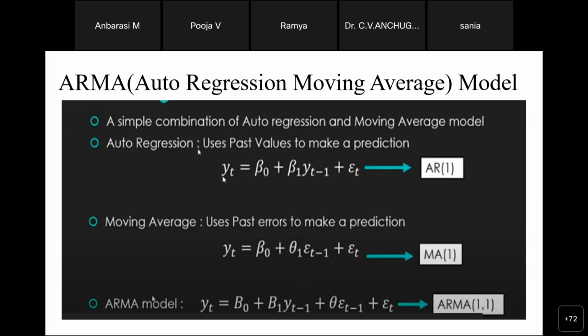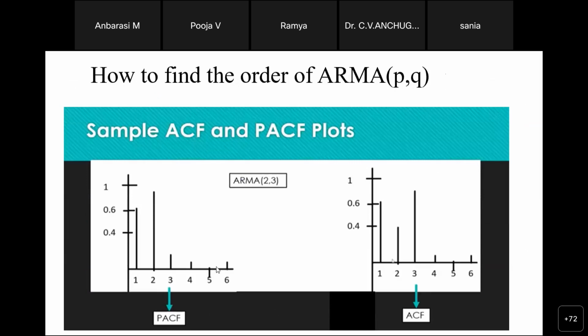So the combination of autoregression and then the moving average, both together, we can call it an ARMA model, the autoregressive moving average model. Here, if you take the AR model, it is beta naught plus beta times y t minus 1, and then plus the errors also will be considered. So previous values and previous errors also will be considered in the case of the ARMA model. This is how we find it for the ARMA model.